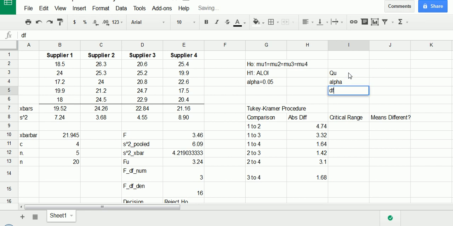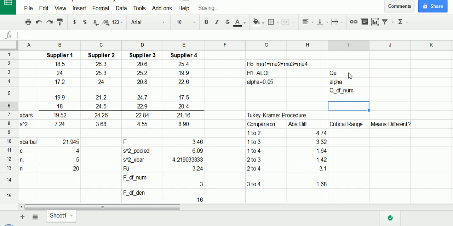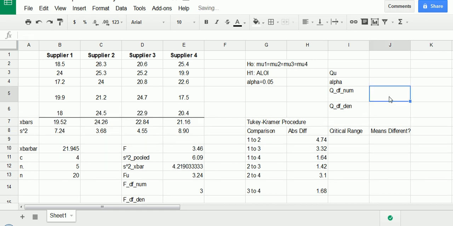You need degrees of freedom numerator, so this is slightly different than the F degrees of freedom. You need degrees of freedom denominator. And how do you get these? Well, for numerator degrees of freedom, it's just C, so C was 4. For denominator degrees of freedom, it's the same as for the F denominator degrees of freedom, n minus c, which was 20 minus 4, so we have 16. So alpha was 0.05. We had this from earlier, right here.